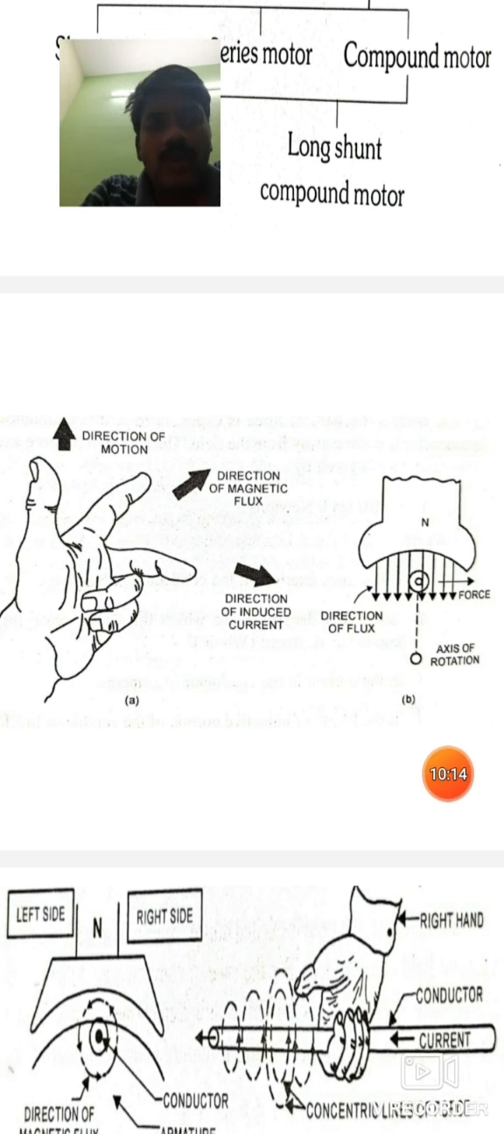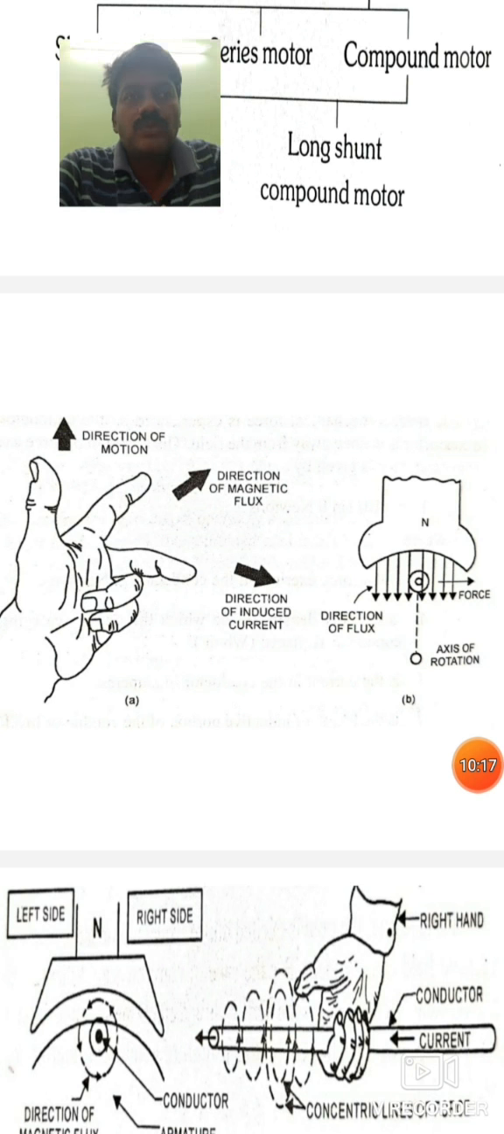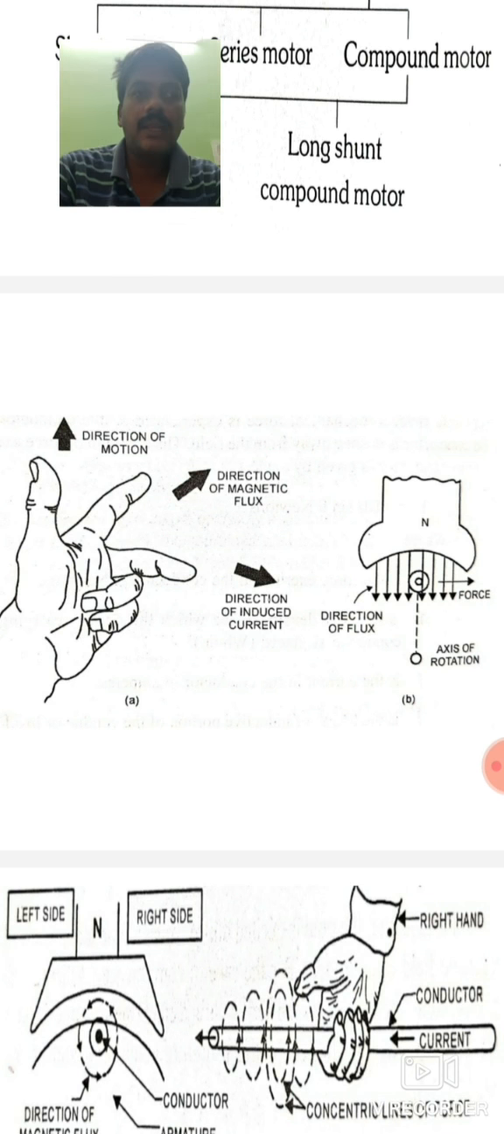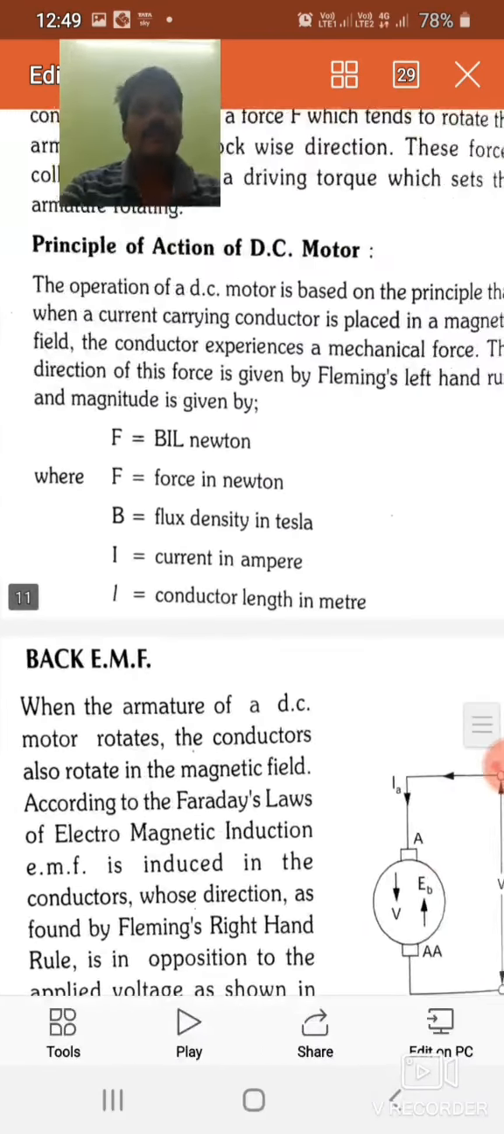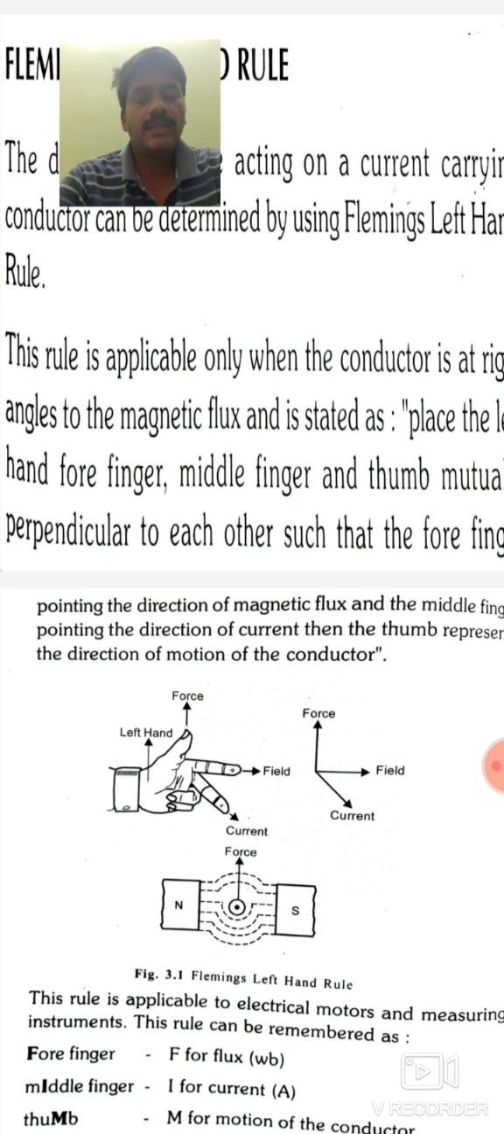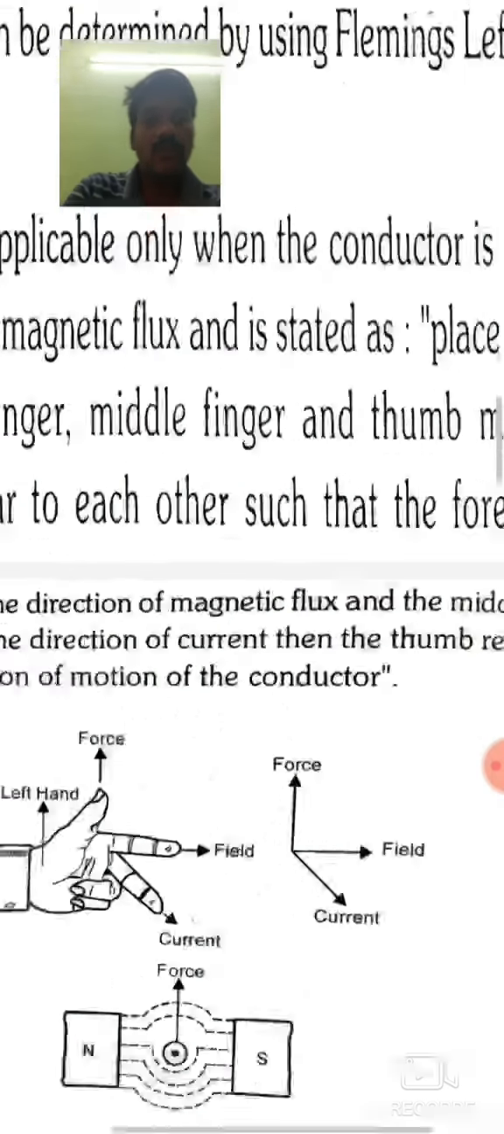Fleming's left hand rule is used to determine the direction of the motion of a conductor which is placed in a uniform magnetic field when a current carrying conductor is placed in it. So by stretching the left hand, the forefinger points in the direction of the magnetic field, the middle finger in the direction of the current, and the thumb shows the direction of the motion of the conductor or force direction.